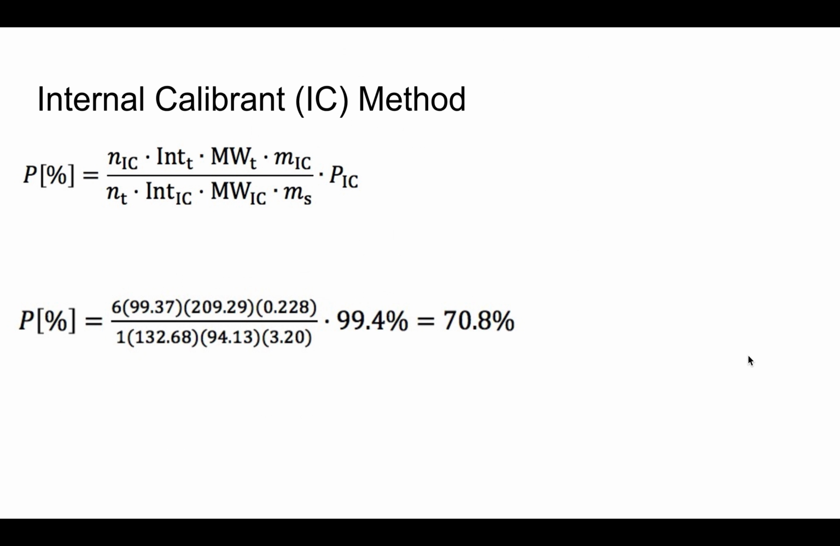So one final step before we plug in all the values into our formula is the P sub IC. We are given that the purity of the internal calibrant is 99.4%. So with that in mind, we now have all the necessary values needed to substitute in for these variables. And when we plug in these values in our calculator, we'll get a percent purity of 70.8%.